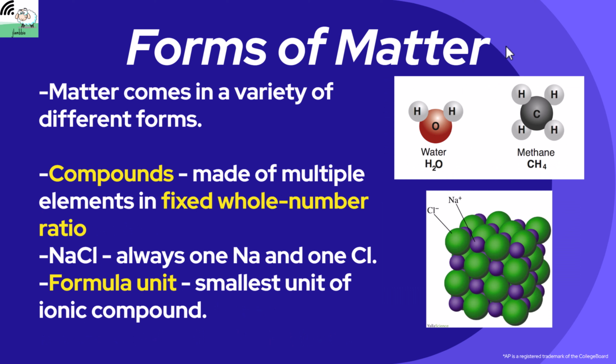Matter can also exist as compounds. Now these are made up of multiple elements that are in a fixed whole number ratio. So for example, water is always H2O. That is, water is always 2 parts hydrogen and 1 part oxygen. It will always be that way.